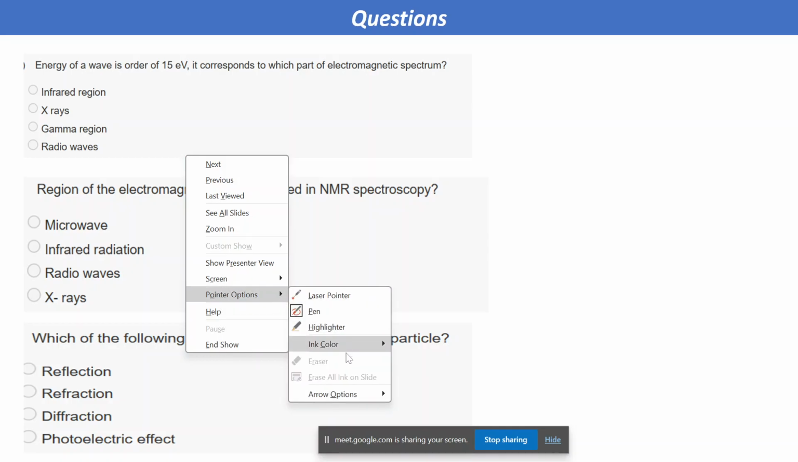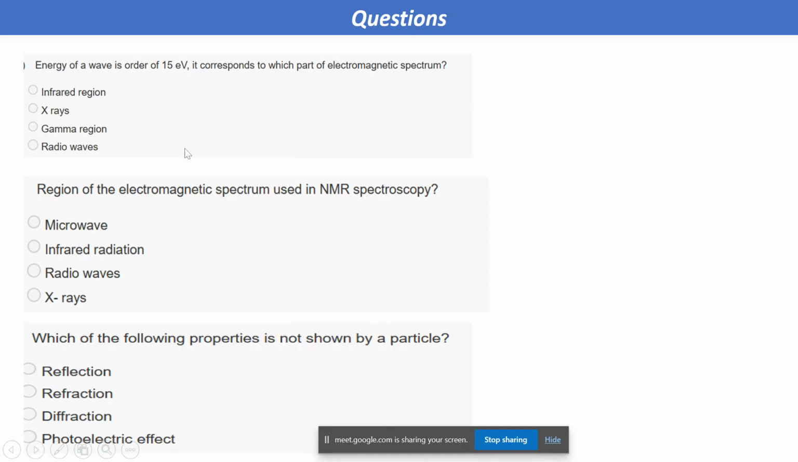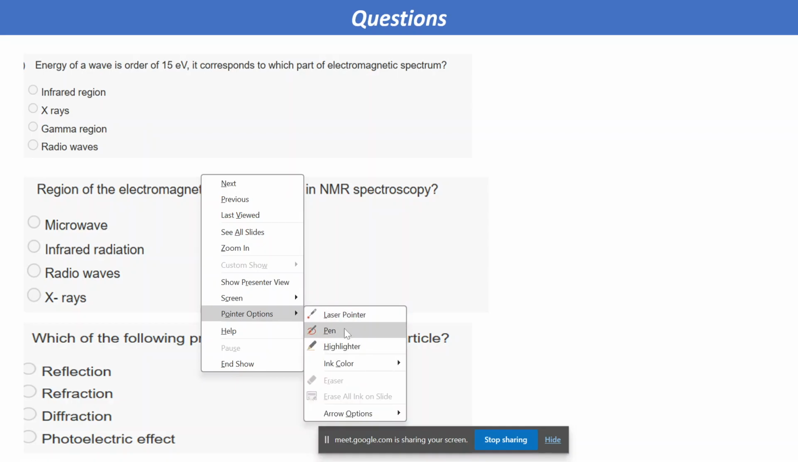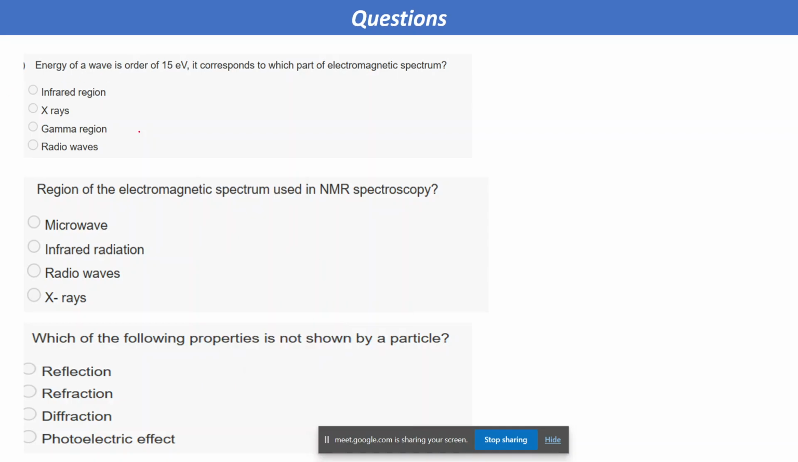Actually, I was looking at previous assignment questions, and most questions are applied directly, but indirectly we have solved every question. So maybe this is from the first assignment. In the first question, it is asked: if the energy of a wave is in the order of 15 electron volts, it corresponds to which part of the electromagnetic spectrum? IR, X-ray, gamma rays, or radio waves?